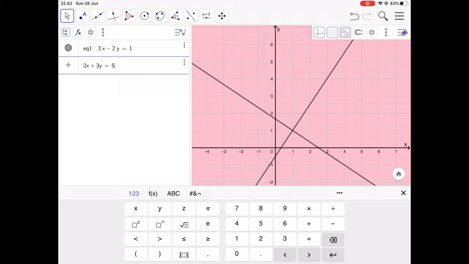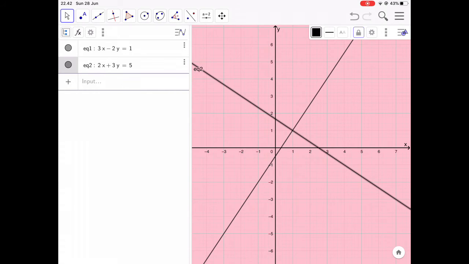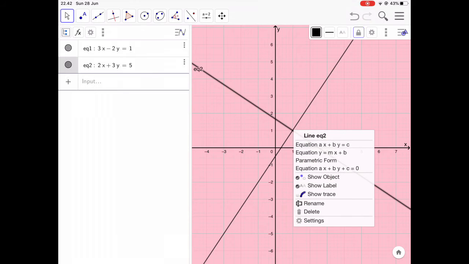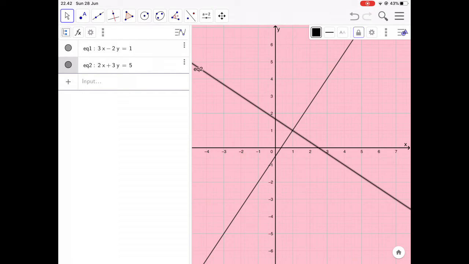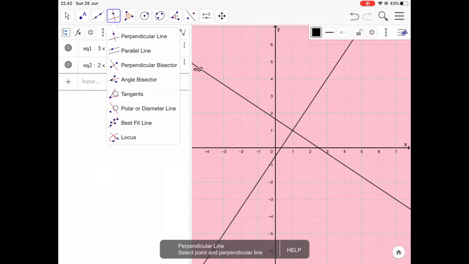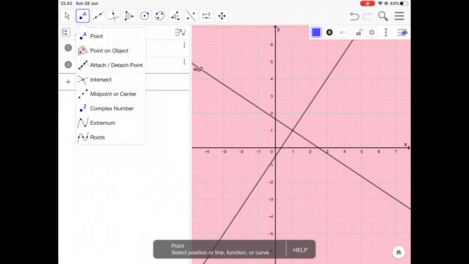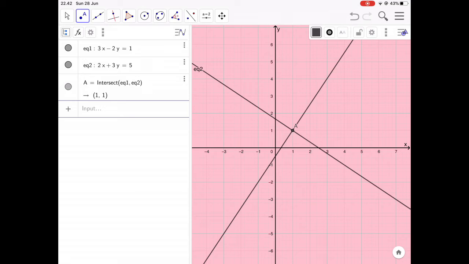So if you look at the screen, they have only one solution, they are intersecting at this point 1, 1. So that's the point where they are intersecting. We can see the coordinates of this point A. Point A is marked over here. So that's what we call a consistent solution. The system has a consistent solution and a unique solution, and the lines are intersecting.